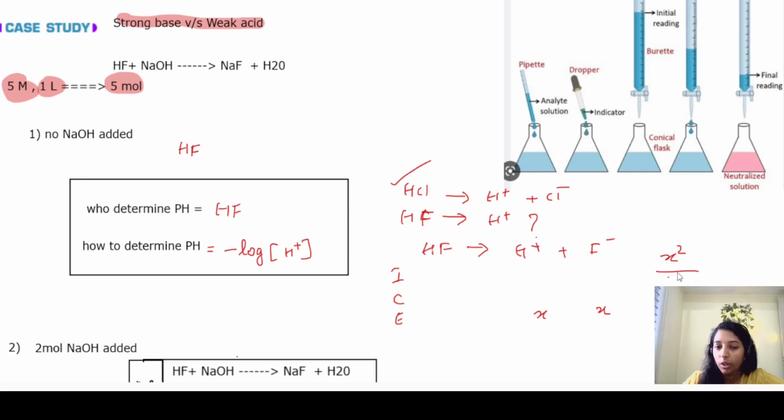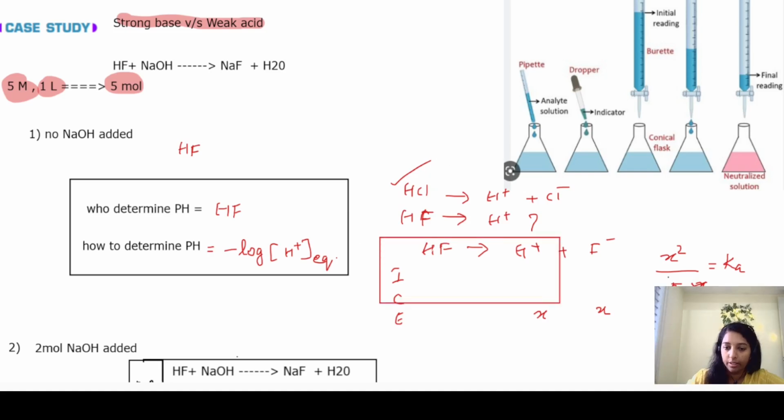So x square over the initial concentration, which is 5 minus something, correct? That x we can omit. We always follow the less than 5% rule, right? So we can omit that 5 minus x, just 5 and the Ka value. In that way you can calculate the x. So that x is our H plus equilibrium concentration, correct? So that's how we have to do it.